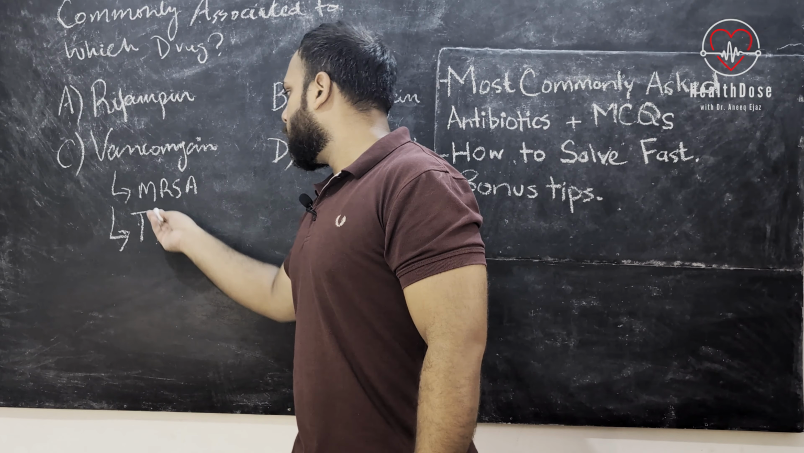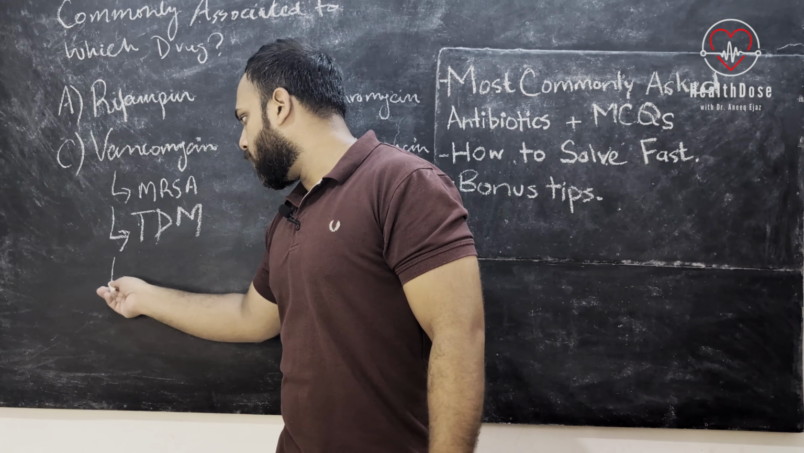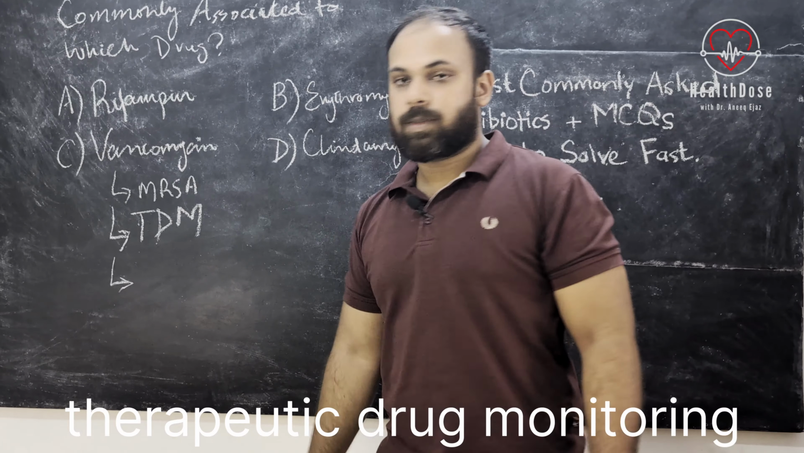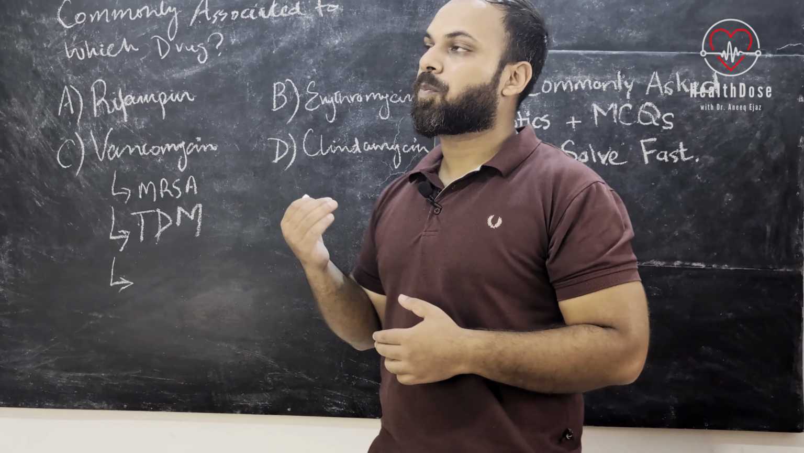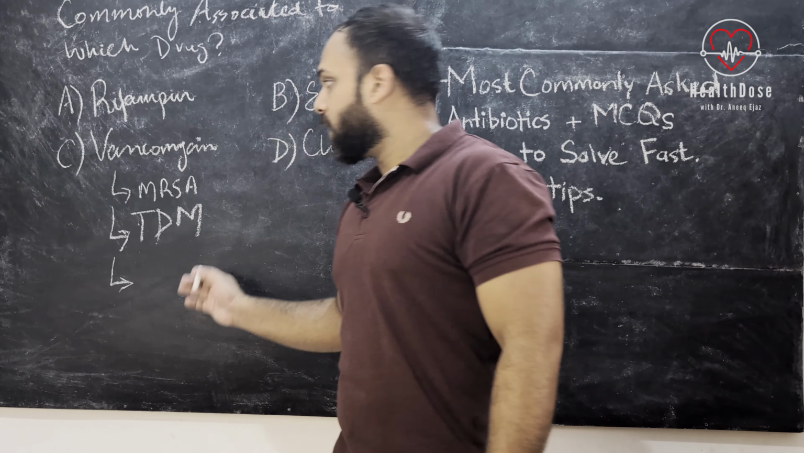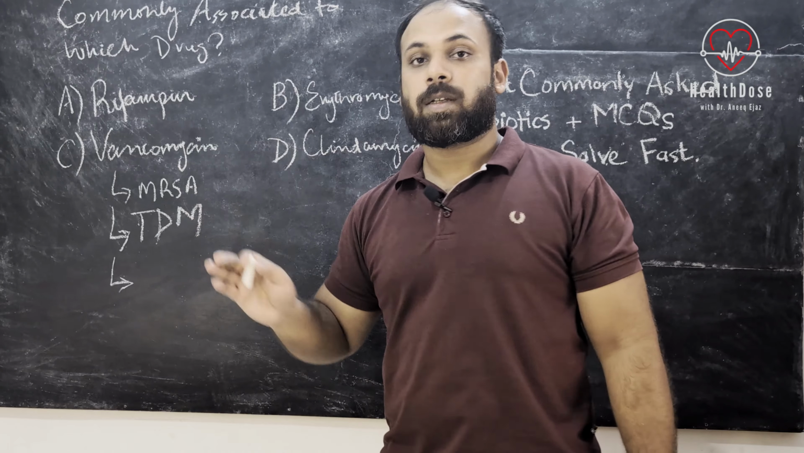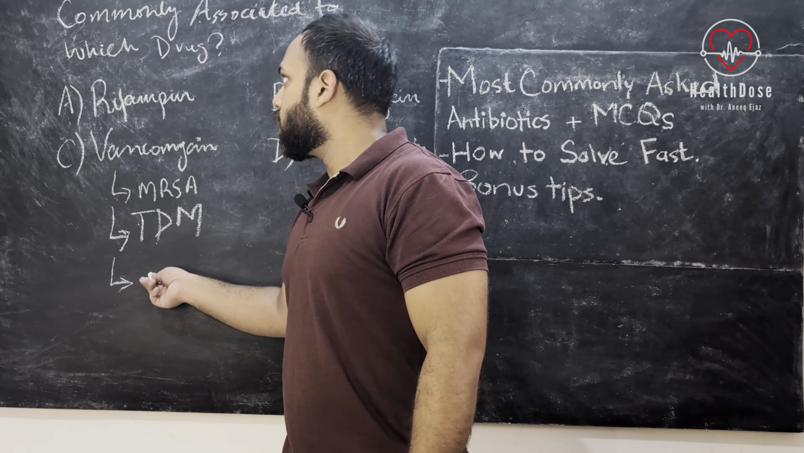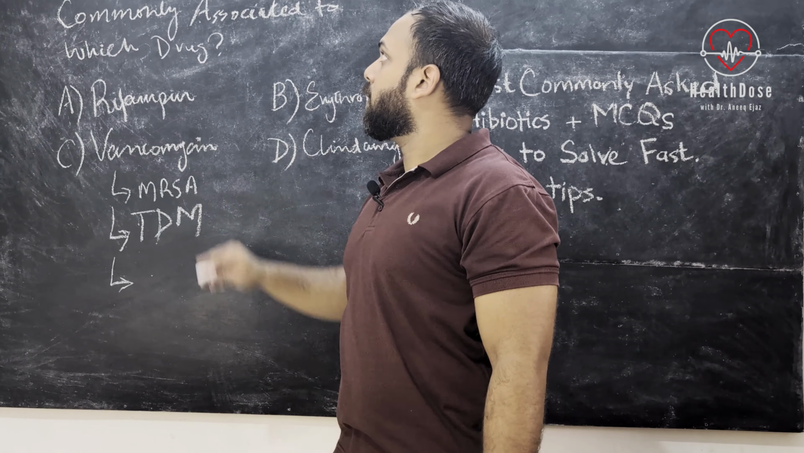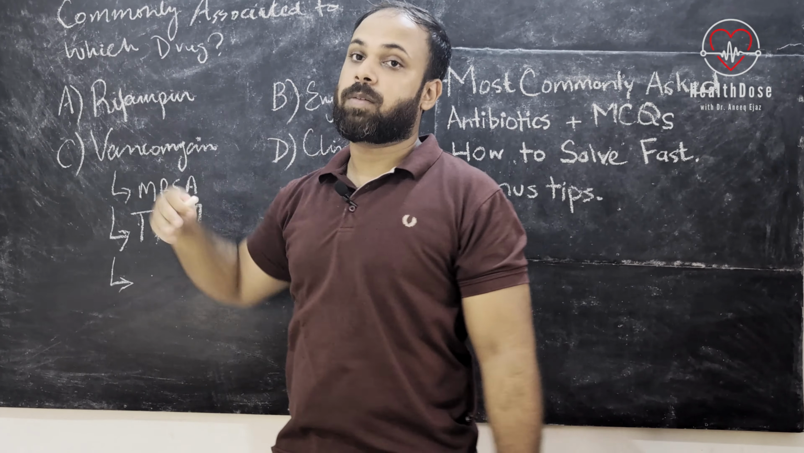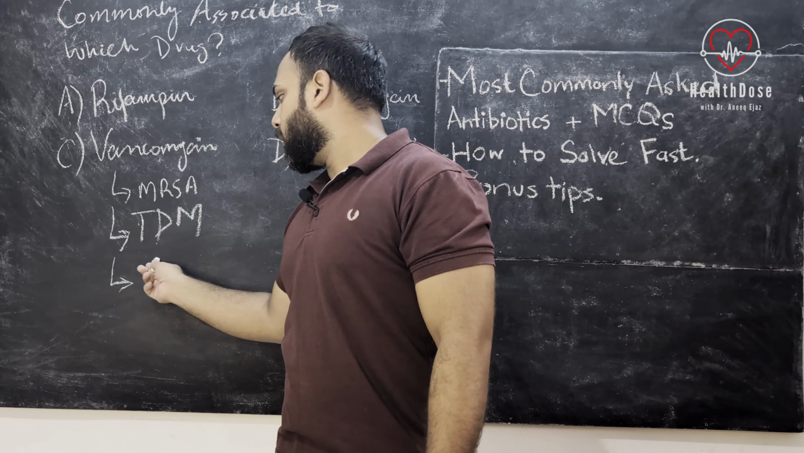For this infection vancomycin is mostly used, but we have to make sure that we do the TDM, and another thing: if we go fast with the vancomycin infusion rate, it will cause Redman syndrome. And in order to avoid this Redman syndrome, we have to make sure that the infusion rate is slow.